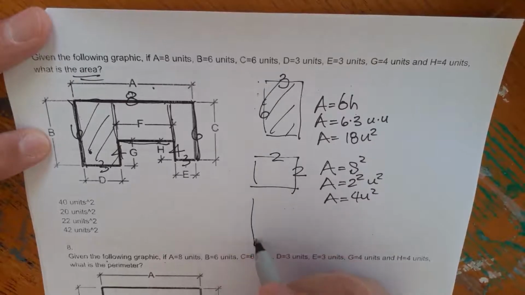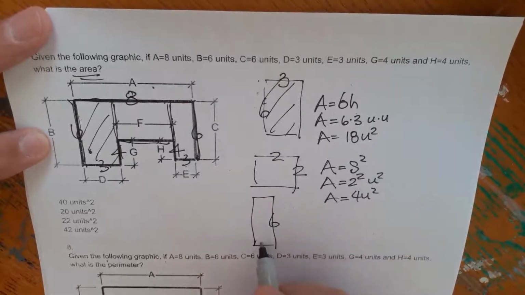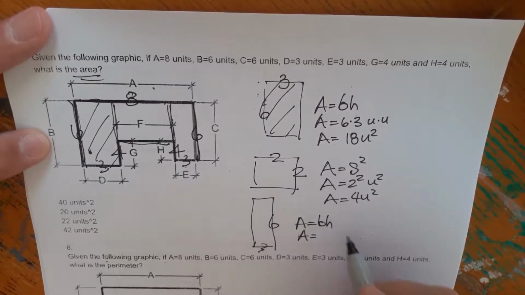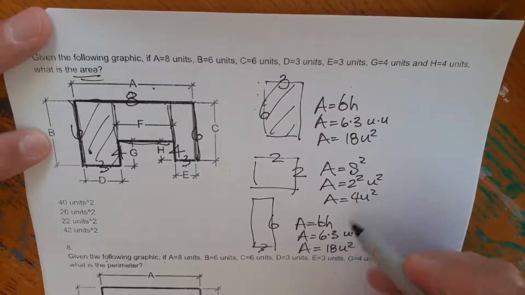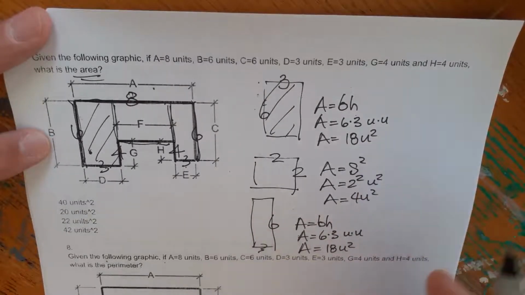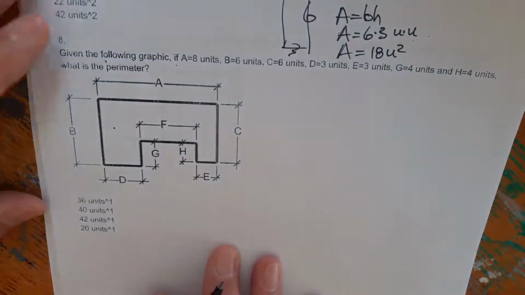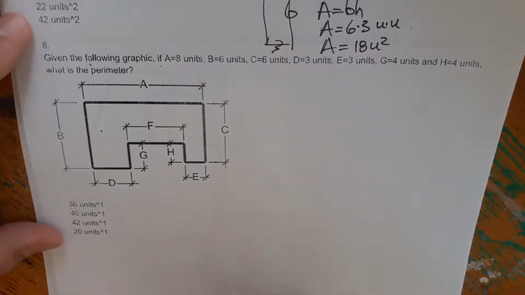Now we've got this last rectangle here. This one is 6 high and 3 wide. So area equals base times height. Area equals 6 times 3, units times units. Area equals 18 units squared. So we have 18 and 18 is 36. And 4 is 40. 40 units squared. Oh, yay. All right, take your time. I'm going through it quicker, but you can always stop the video, go back and watch it, all right?